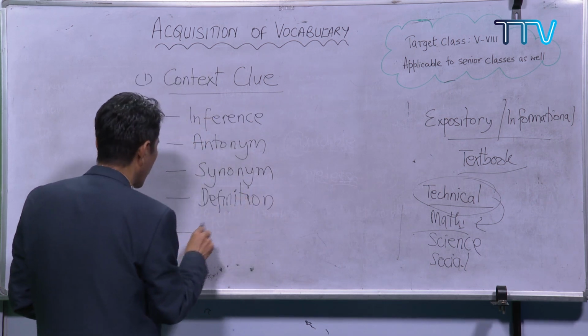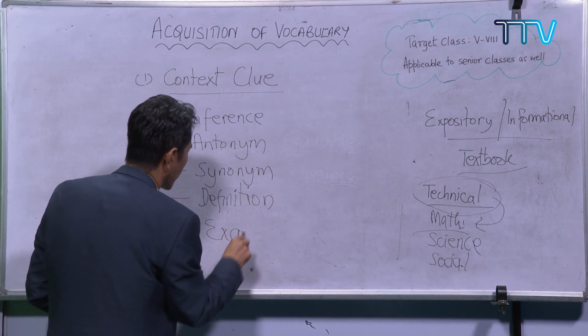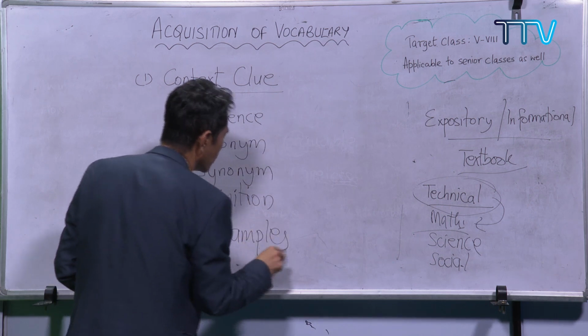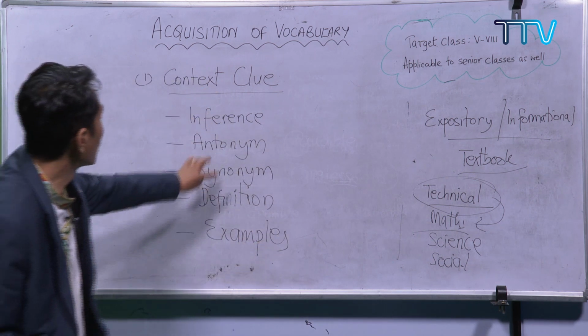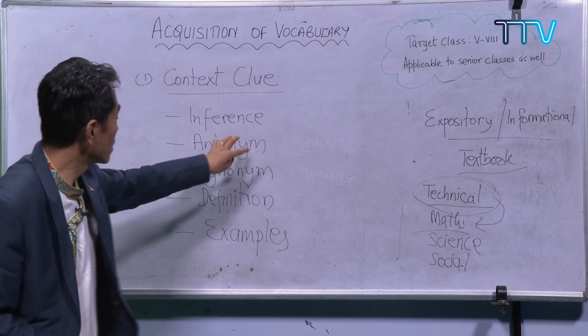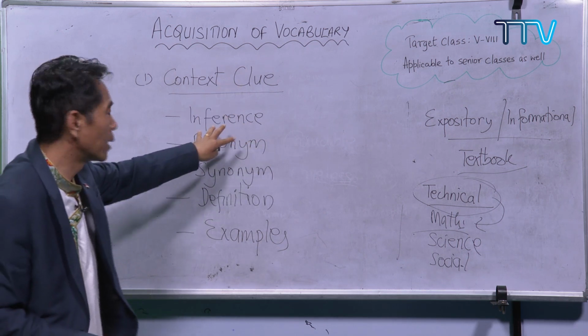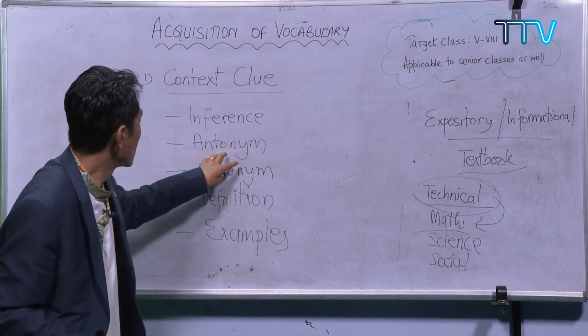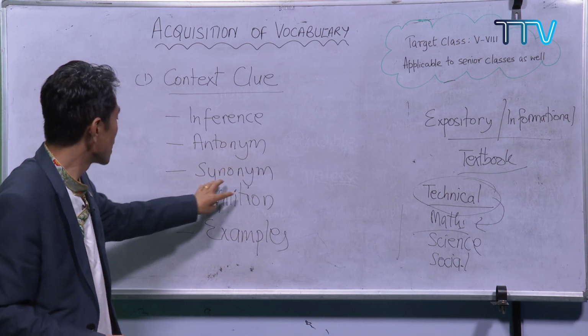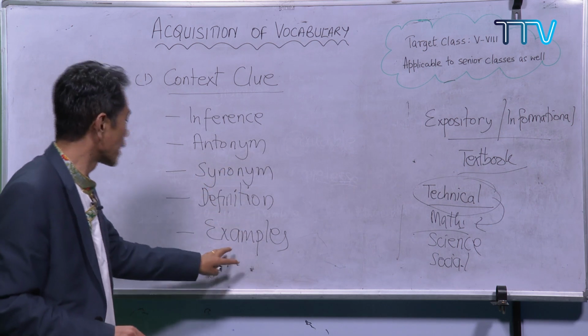And sometimes we have the examples. So these context clues are in this form. Sometimes they use inference. I've already given you the example. Sometimes they use antonym, sometimes synonym, definition, example.